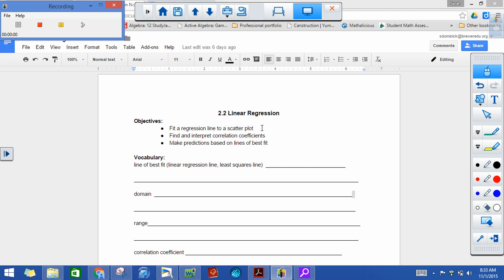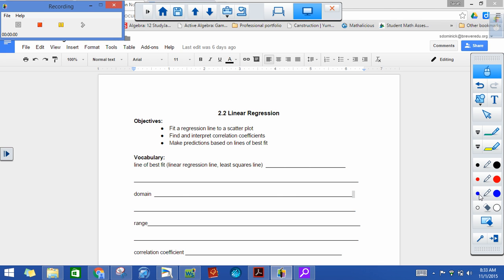Fit a regression line to a scatter plot, you're pretty much just going to have the calculator do that for you. This one will kind of be interpreting slopes, what's on top and what's on bottom of the fraction. Making predictions based on lines of best fit is pretty much putting in an x value and seeing what you get for a y value when you calculate that out.